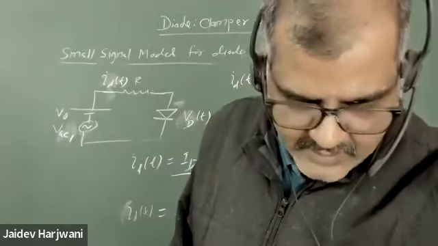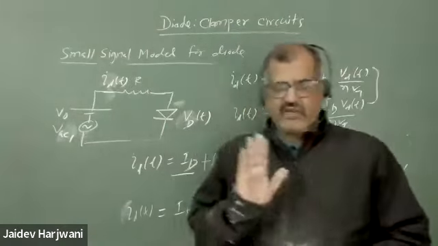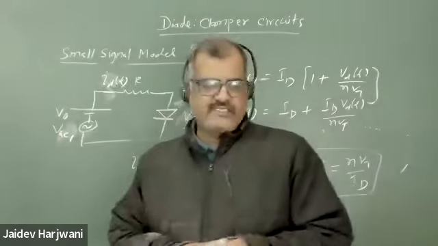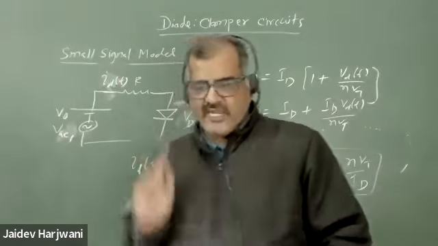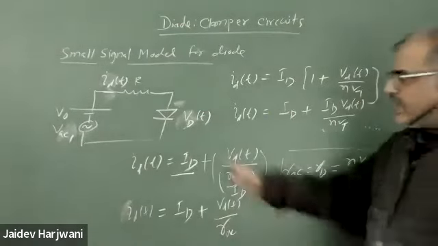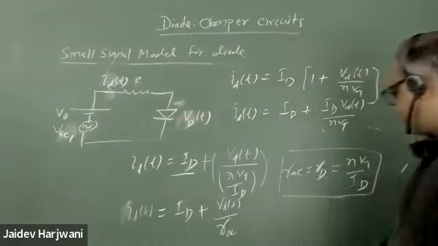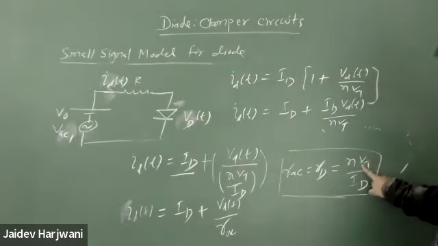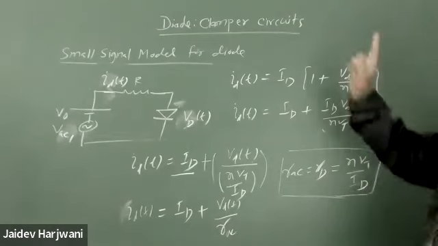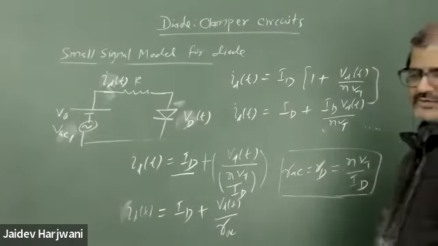That's what I want to tell. For AC, whenever you want to see the effect of AC, you have to replace the diode by a resistance. That resistance value depends on capital I_D, which is the current due to this DC source, and V_T upon I. This is constant, kT by q. This is constant, and this current is due to the DC source.